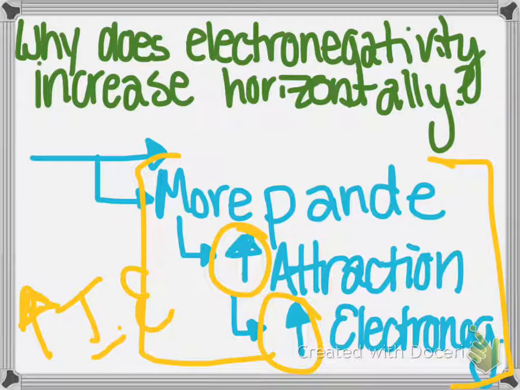Then we have our oddball radius, which is going to be the opposite. So we know that radius went down.